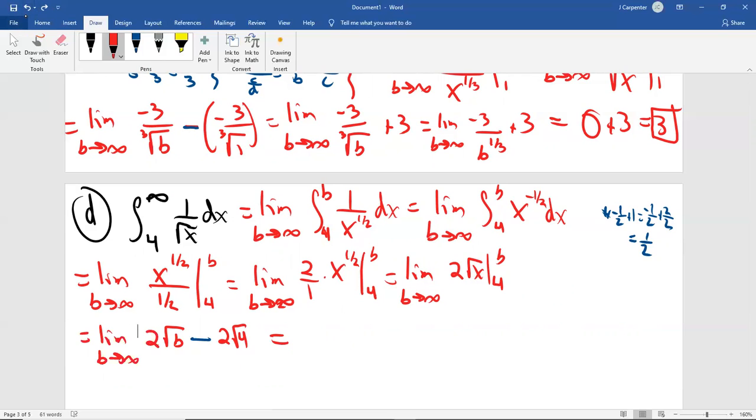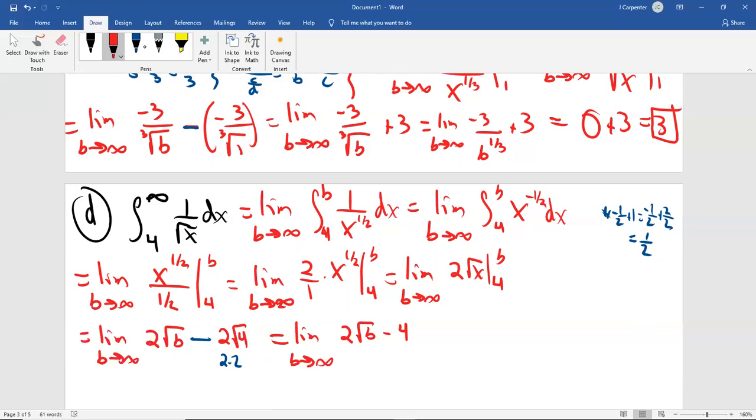Square root of 4 is 2, and I'm just gonna say that's 2 times 2, which is 4. So that's the limit, as b goes to infinity, 2 square root of b minus 4. Again, the square root of 4 was a 2, then 2 times the 2 in the front gave us that 4. Now that there's no more crunching to do, this is where we want to think about plugging in an infinity. Think about what happens as this goes to infinity.